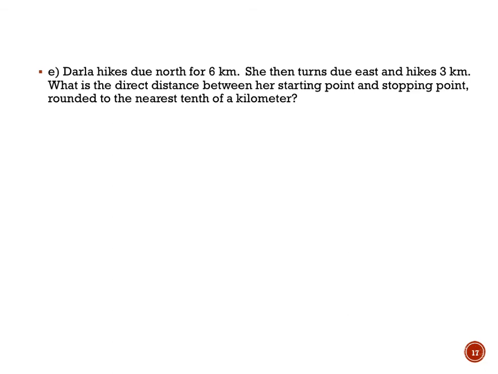Darla hikes due north for 6 kilometers. Then she turns due east and hikes 3 kilometers. What is the direct distance between her starting point and stopping point? Round to the nearest tenth of a kilometer. So she's going to go north for 6 kilometers, then she goes east 3 kilometers. We made a right angle. We want to know the direct distance between the starting point and stopping point.